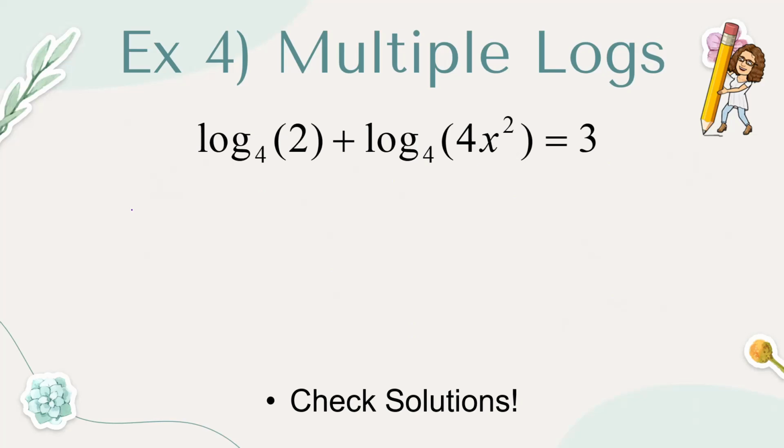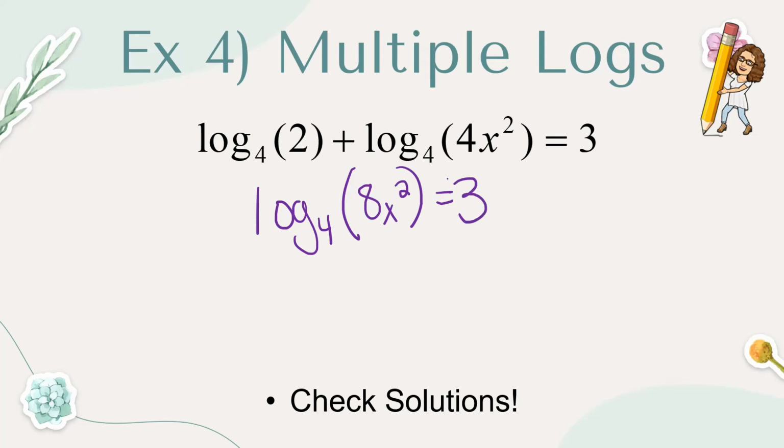Let's try another one. Now notice I have to condense over on the left here. There's a plus. We know plus turns into multiplication. So that means my two values inside of those logs are going to be multiplied by each other. So it's going to be log base 4 of 8x squared, right? Because 2 times 4 is 8. Now let's convert. 4 cubed is equal to 8x squared. 4 cubed is the same as 64.